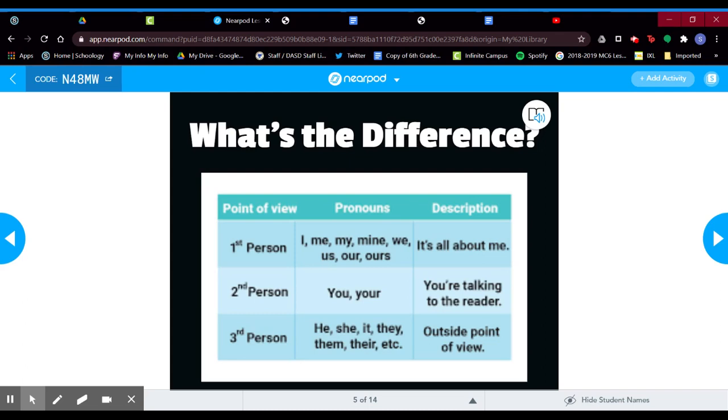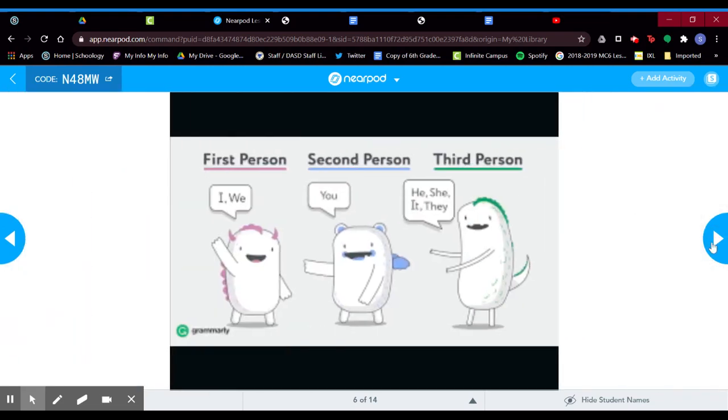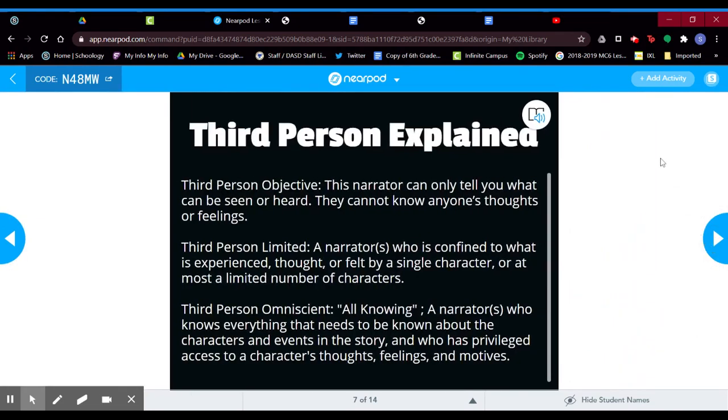And then there's third person: he, she, it, they, them, their, etc. That's the outside point of view. So that's not somebody who's directly involved in the story. They're outside of it, and they're telling you what's going on. So third person explained. Objective is when the narrator can only tell you what can be seen or heard. They don't know anyone's thoughts or feelings, so it's completely objective.